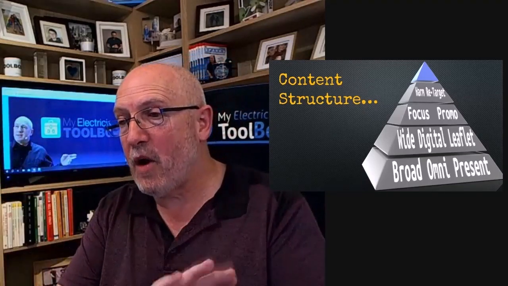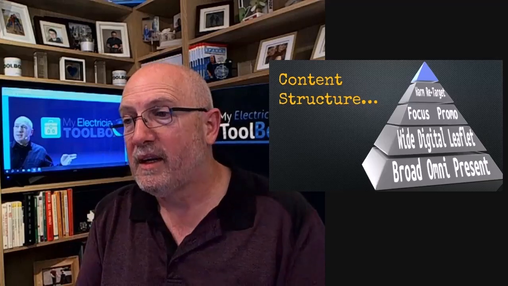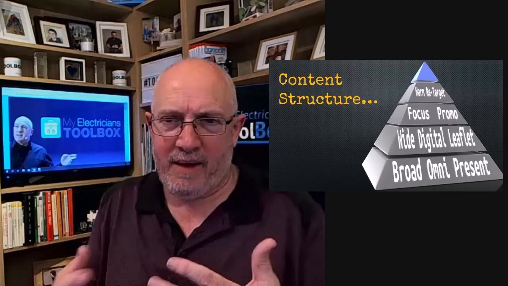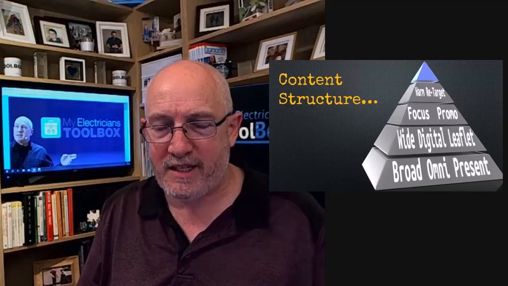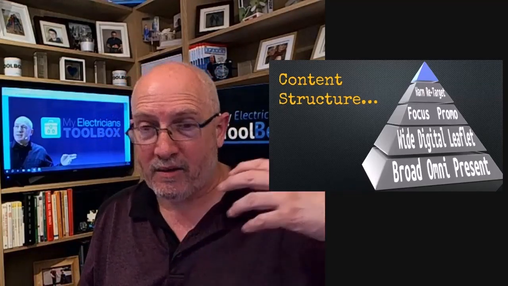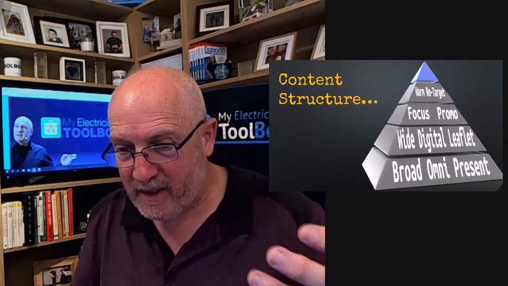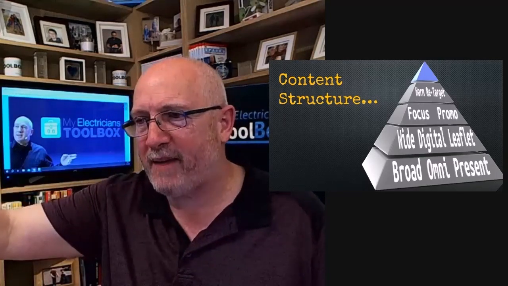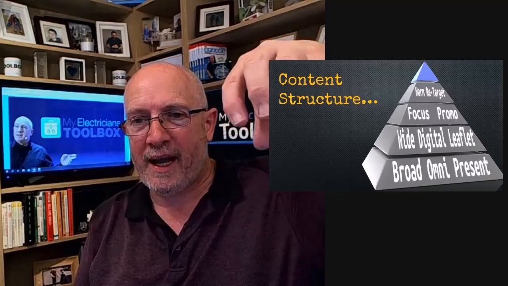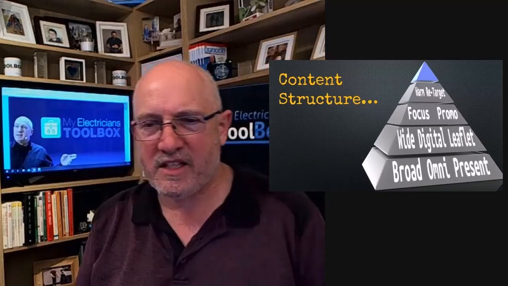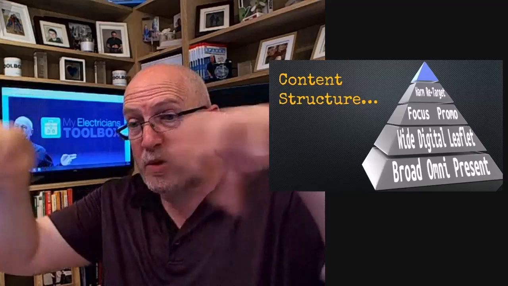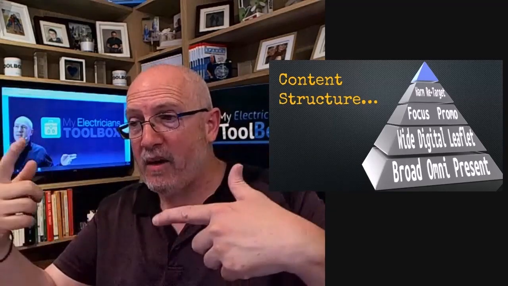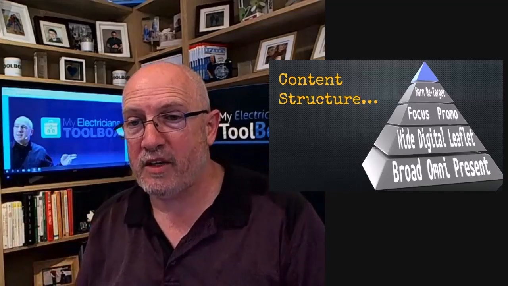So digital leaflet and omnipresent should run continuously. The focused promotional advertisement runs on an as-promotion basis. So if you're running Christmas garden lights and all that kind of stuff, if you're running an October, November campaign for consumer units, if you're running a Halloween campaign for external lighting, whatever it is, that's when you run your promotional ones. They come and they go, and they are based on particular promotions that you're doing.